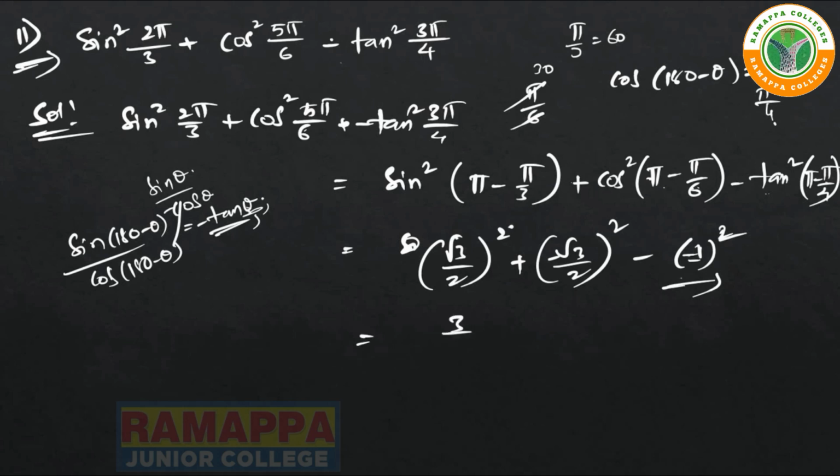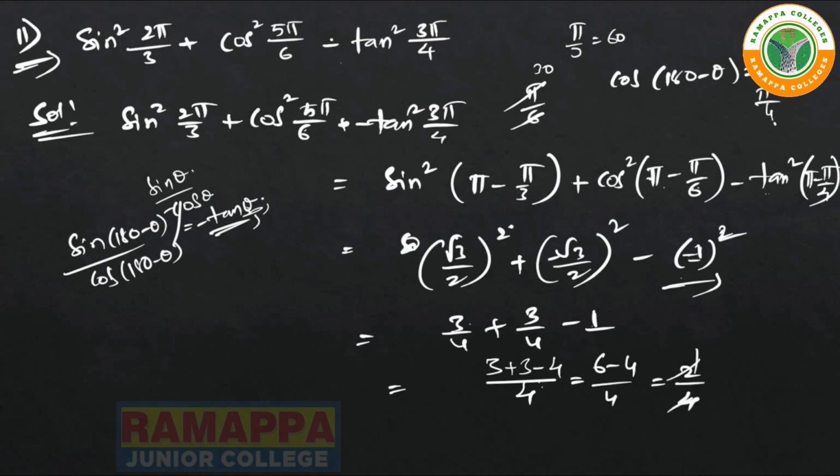Here 3 by 4 will come, plus this is also 3 by 4, minus 1. So the LCM is 4. This becomes 3 plus 3 minus 4, that is 6 minus 4 divided by 4, which is 2 by 4. Dividing by 2, it is equal to 1 by 2. That is the answer here.